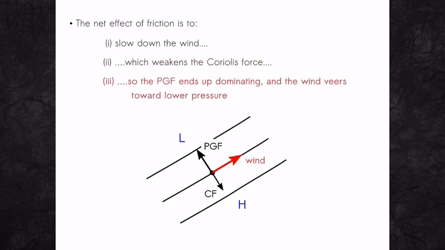That's actually saying what I just said: the PGF ends up dominating and the wind veers towards lower pressure. So the Coriolis force was weaker, the PGF ends up winning the battle, and it pulls the wind a little bit across the contours towards low pressure, and it looks kind of like this. You'll note that as I did that, the Coriolis force rotated too, because the Coriolis force has to be perpendicular to the wind, so if the wind rotates, the Coriolis force has to rotate as well. Wind and Coriolis force both rotate together.